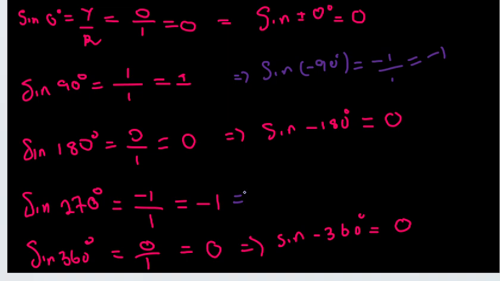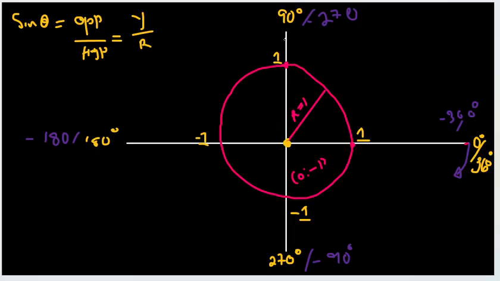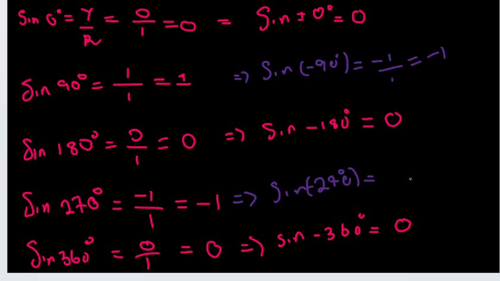Also here, sine of negative 270 degrees is nothing but taking the position of 90, where there is a positive value of 1. So it is equal to 1 over 1, which is positive 1.